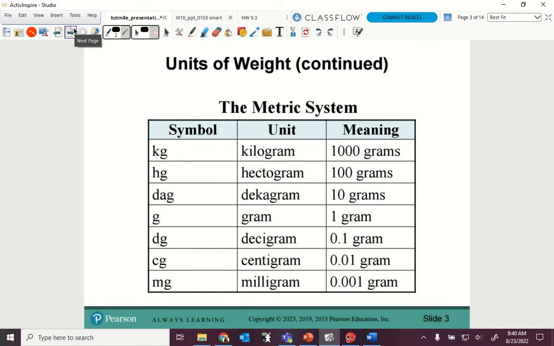All right, units of weight. So kilograms, hectograms, the different meanings. Everything is referring to how much of a gram it is. So kilo, hecto, deca, gram, decigram, centigram, and milligram.